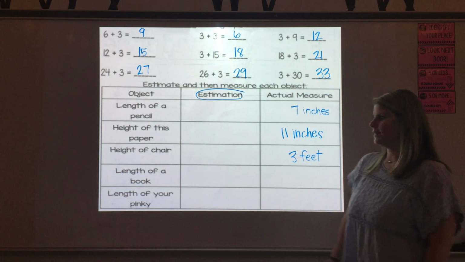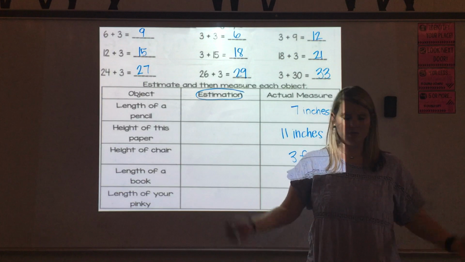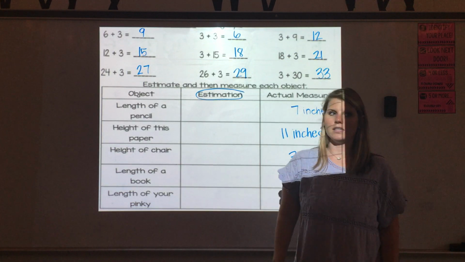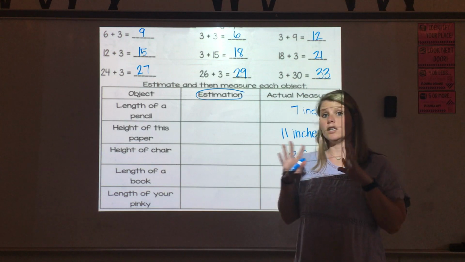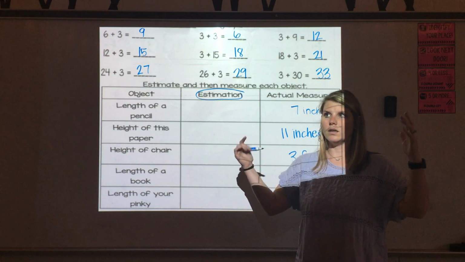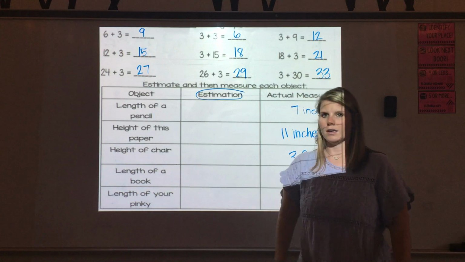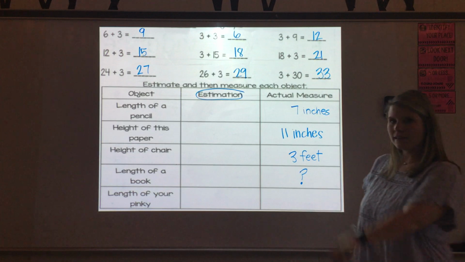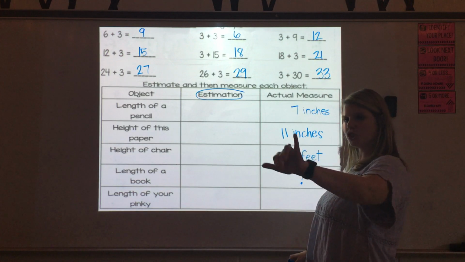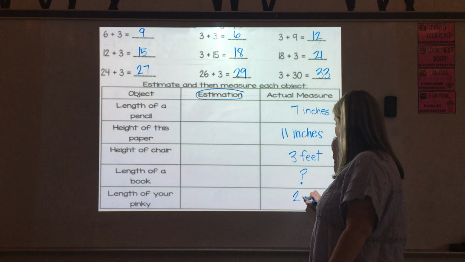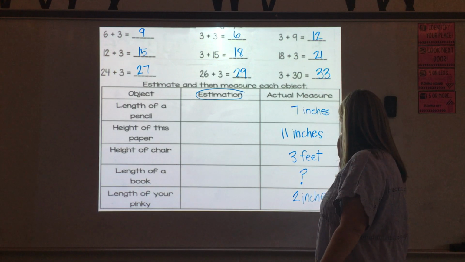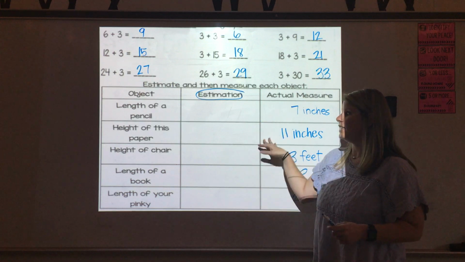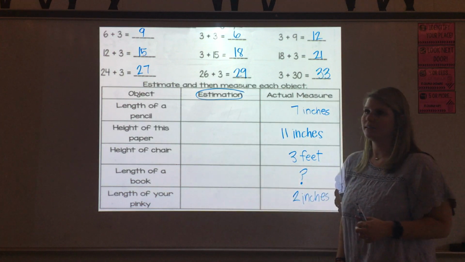And then length of a book is kind of going to have to depend on what book you use. There's going to be lots of different ways. Depends on if it's a little chapter book or a little board book that belongs to you or a really big picture book. But the length is going to be that long side of that book. And then finally, the length of your pinky. I did measure mine, and on that, I switched to inches, and I got 2 inches. So it's cool to see if your estimation or your guess is close to what you actually got.